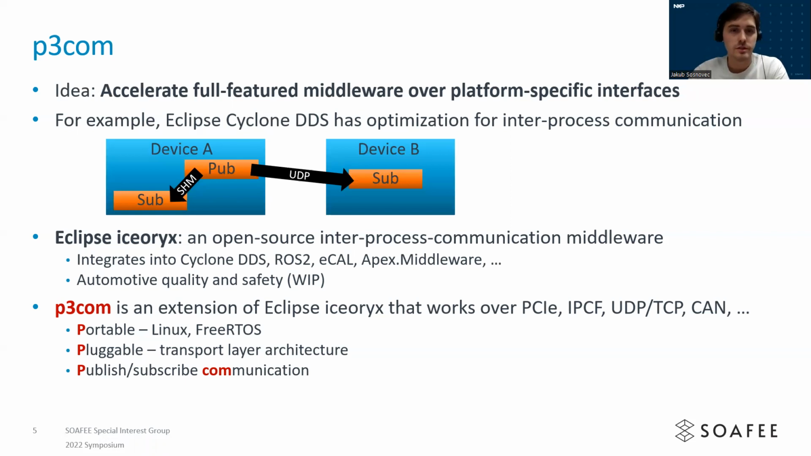It's pluggable because of the transport layer architecture, which I talked about. There's a sort of clear small API that needs to be implemented to add a new transport layer, which is then just a kind of thin layer on top of maybe the driver. Like in the case of PCI Express, the transport layer is really just a small layer on top of the PCI Express driver. And for now, p3com is using the publish-subscribe communication model, but it's fairly easy to also build a service-oriented architecture model on top of it.